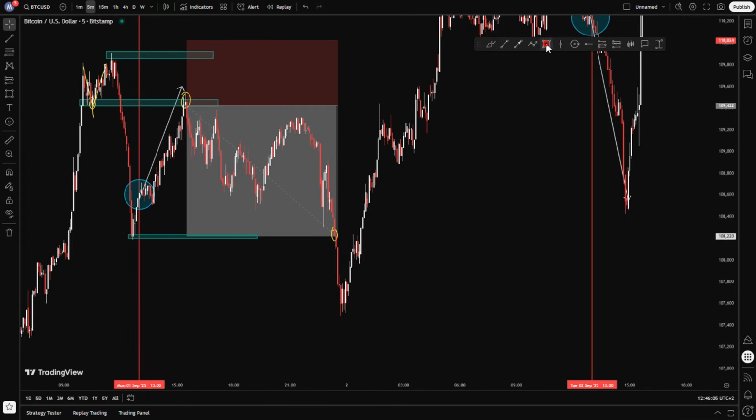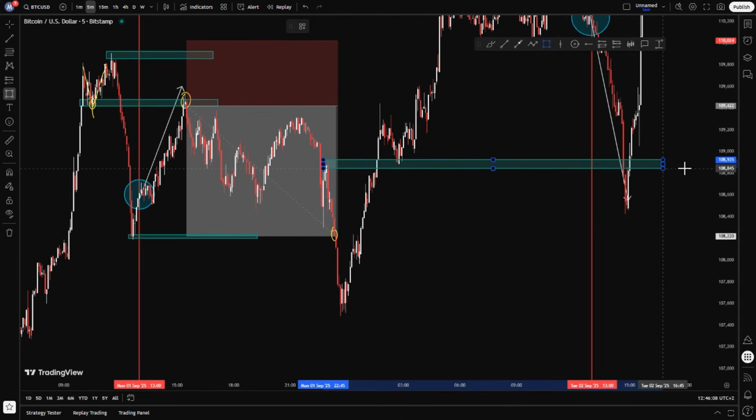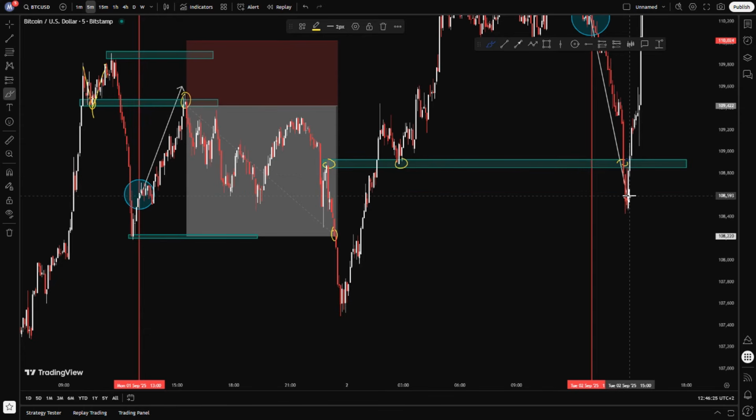All right, so now the first and most obvious zone is this one right here. We see that price rejected here and again rejected from here. So this means that we can anticipate price to reject again, but we see that price pushed slightly to the downside.